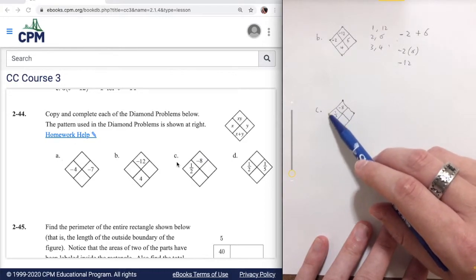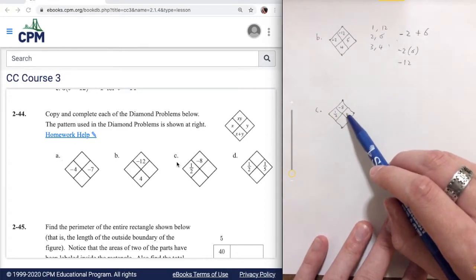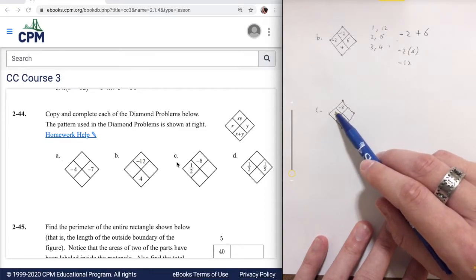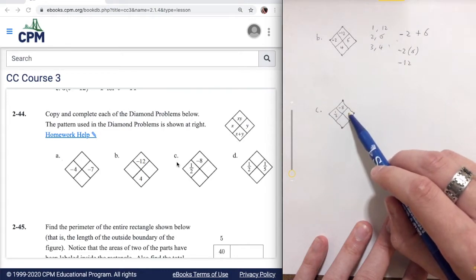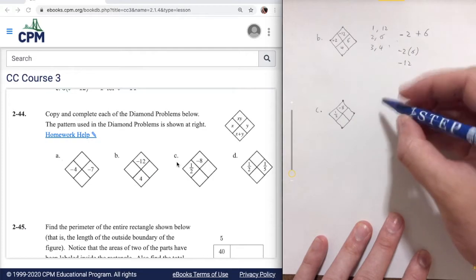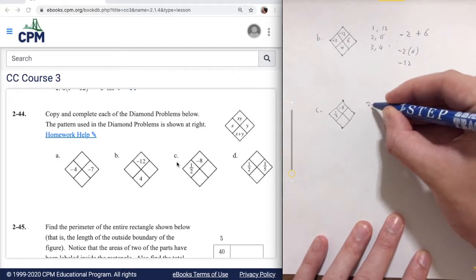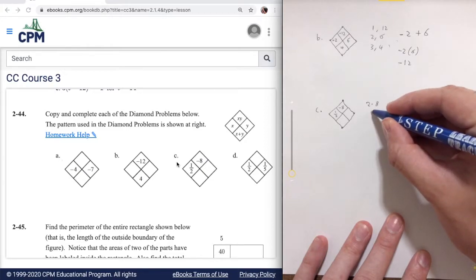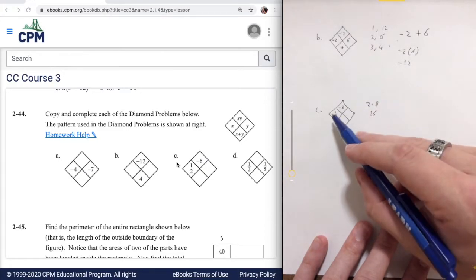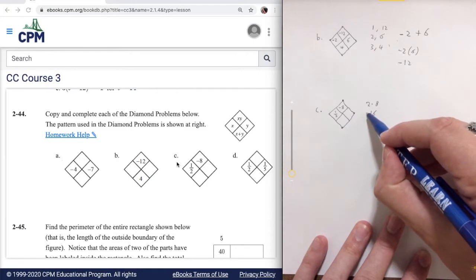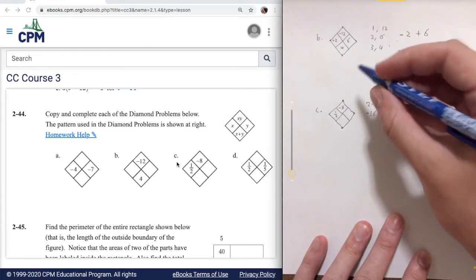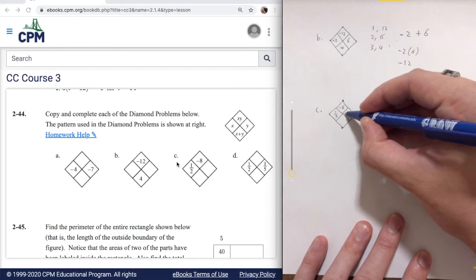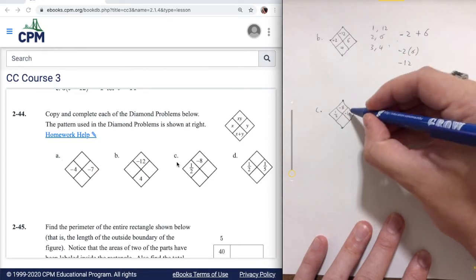Because 1/2 is a positive 1/2, we know that we want a negative here. And because we're multiplying by 1/2, that's dividing by 2, so we want something twice as big as 8. So 2 times 8 is going to be 16. And like we said before, we know it's going to be negative, so it's going to be -16.